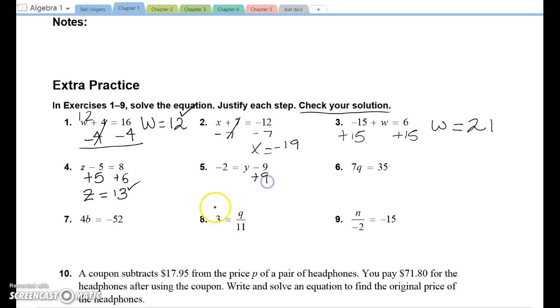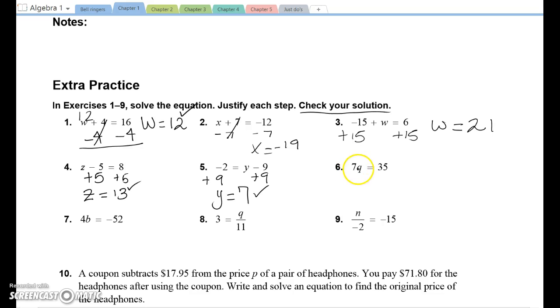Okay, number 5, let's see how you did. Hopefully you added 9 to both sides. So let's see, negative 2 plus 9 would be positive 7, correct? So 7 minus 9 is negative 2. Very good. Alright, so that's adding and subtracting one-steppers. Okay, 6 through 9 is multiplying and dividing.